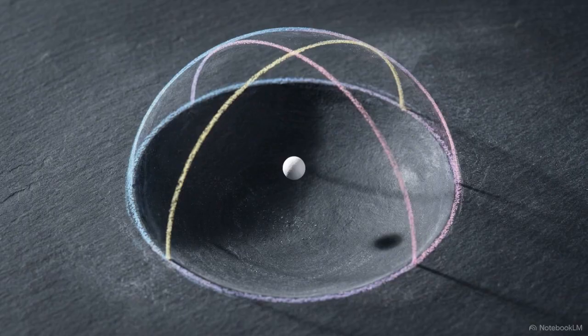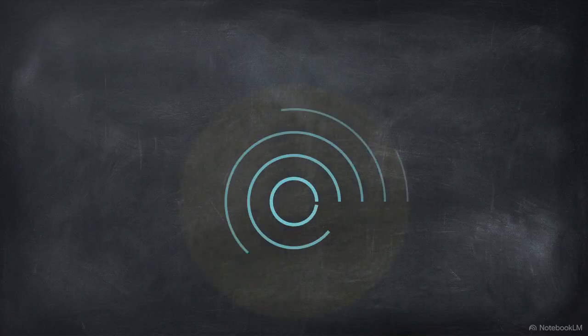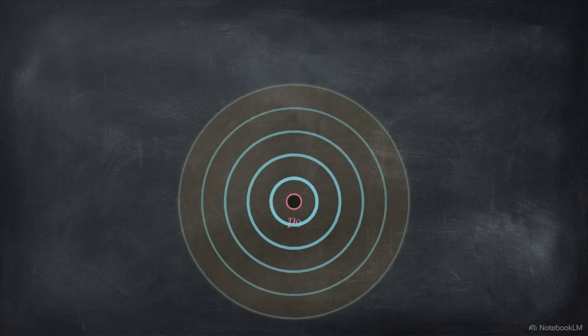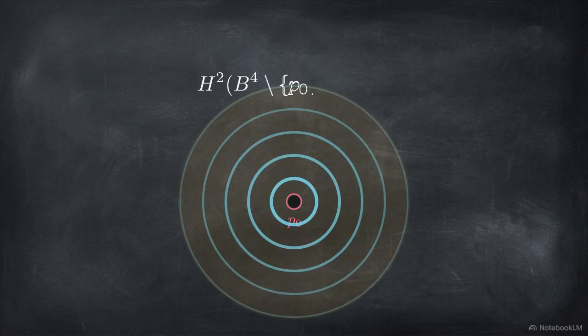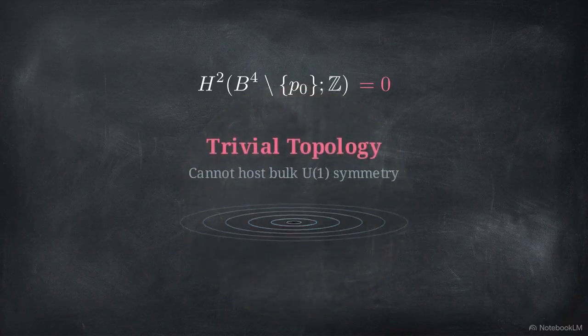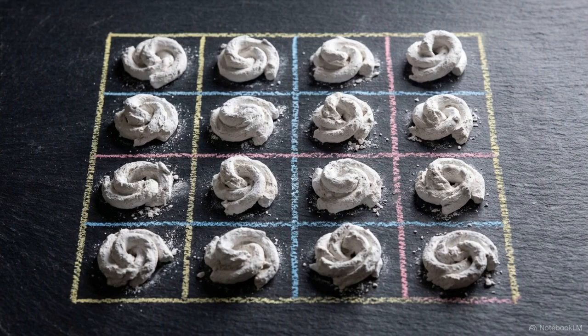A second approach assumes that an isolated point singularity in 4D space automatically generates the topology needed for electromagnetism, specifically the U1 hypercharge. Topology disproves this. The integral cohomology of a punctured 4D sphere evaluates to 0. A bare point singularity lacks the non-trivial bulk U1 topology required for the standard model.